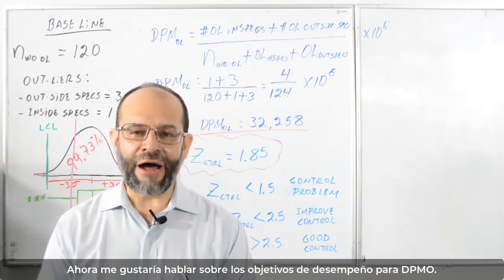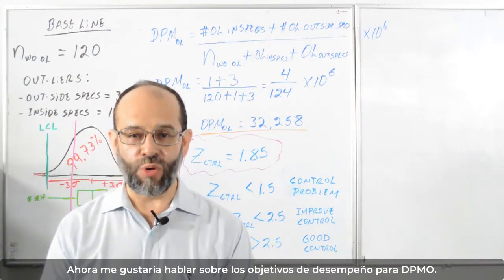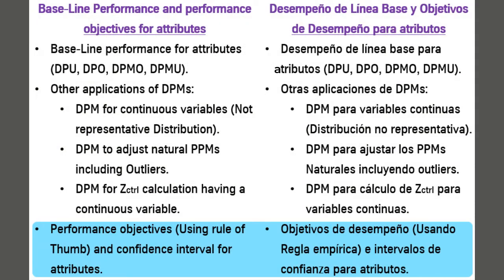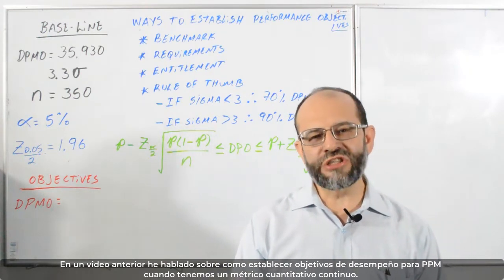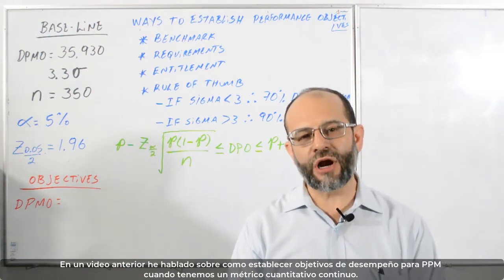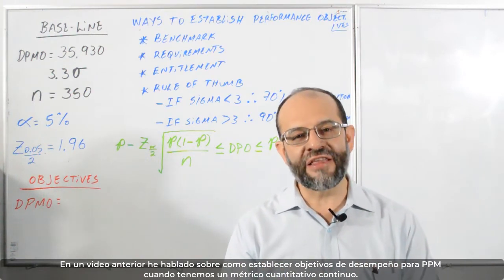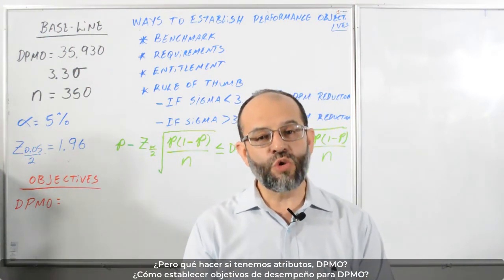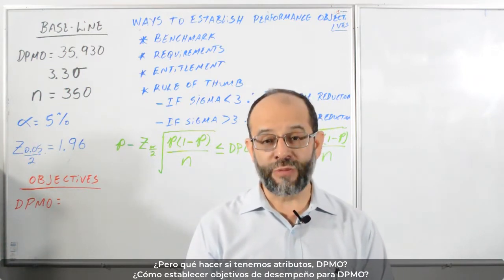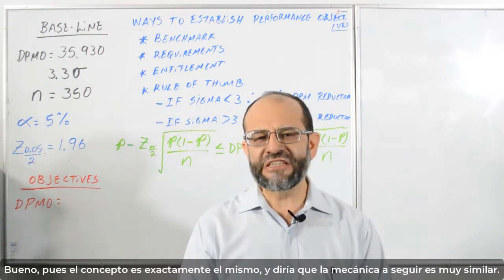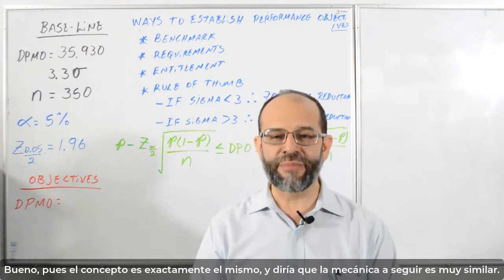Now I would like to talk about performance objectives for DPMO. In a previous video, I talked about how to establish performance objectives for PPMs when you are having a continuous quantitative metric. Well, but what about if you are having attributes, if you are having DPMO? How to establish the performance objectives for DPMO? Well, the concept is exactly the same, and I would say the mechanics are very similar.